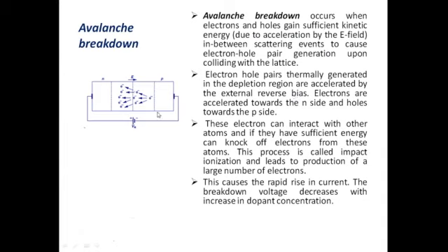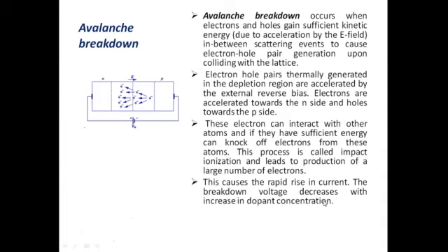So electrons, intrinsic carriers, get accelerated by the external electric field. Electrons are accelerated towards the n side and holes towards the p side. These electrons can interact with other atoms. If they have sufficient energy, they can knock off electrons from these atoms. This process is called impact ionization and leads to production of a large number of electrons. This causes a rapid rise in current. The breakdown voltage decreases with increase in dopant concentration.